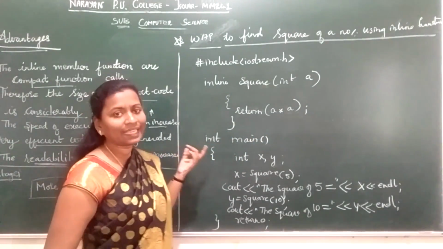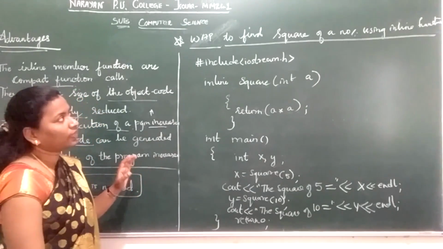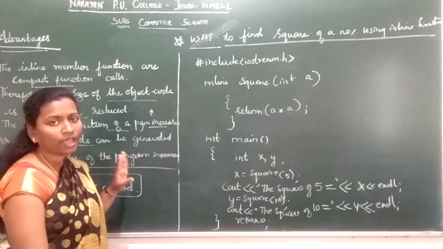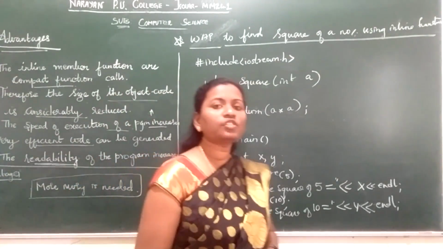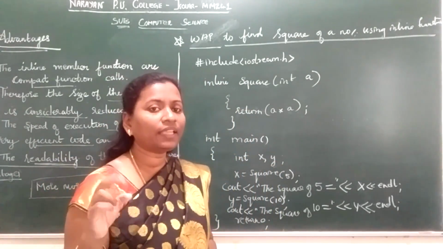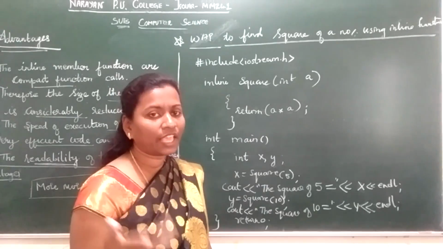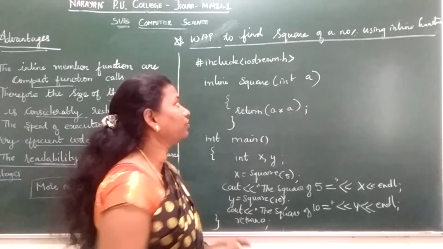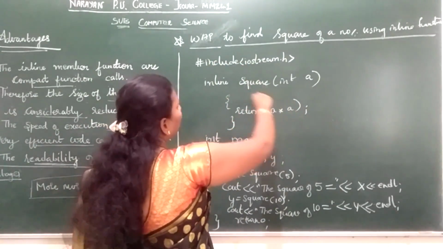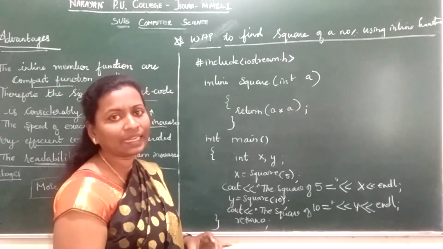Inline function, we are taking a number. How to find the square of a number by using inline function? That is the program task. The program is going to find the square of a number. We are just going to multiply a into a. A square is nothing but a into a. If you want to find the cube of a number, it is a into a into a. That is the difference. So you can take both the examples, square or cube, it's up to you. I have taken square. Write a program to find square of a number using inline function.